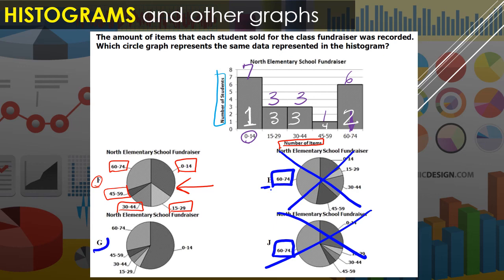And if we look at G, we have 0 to 14 is the biggest piece. So that works out. Our second biggest piece is 60 through 74, so that also works out. But where it falls apart is this section right here, where you have 3 equal parts. We can see that these should be exactly the same number, which they are not. We have 2 that are bigger than the third piece. And so with these types of questions, be very careful and make sure you go through all of the pieces of the circle graph to see if it matches with the histogram.